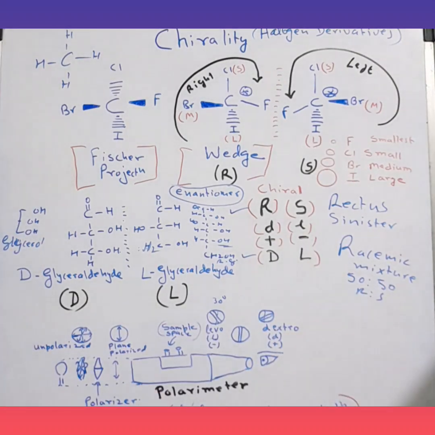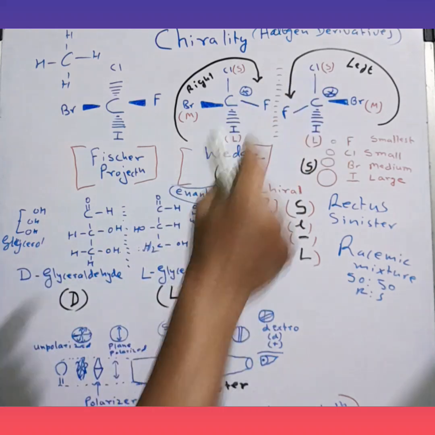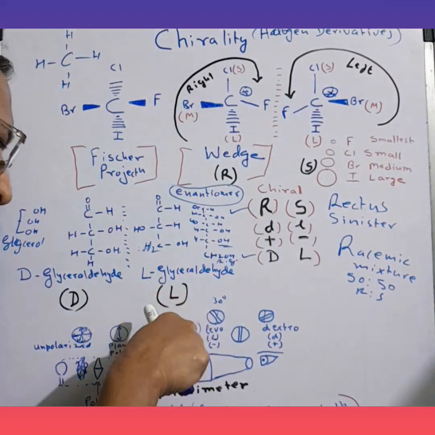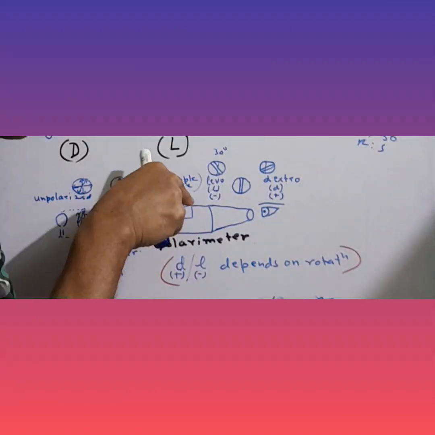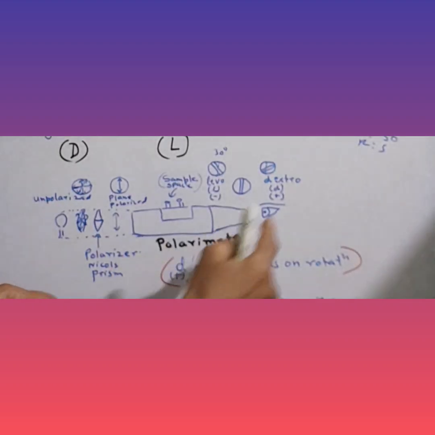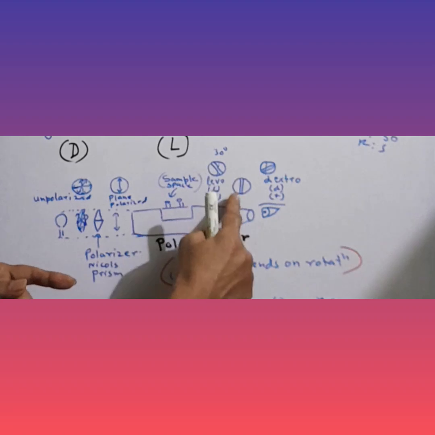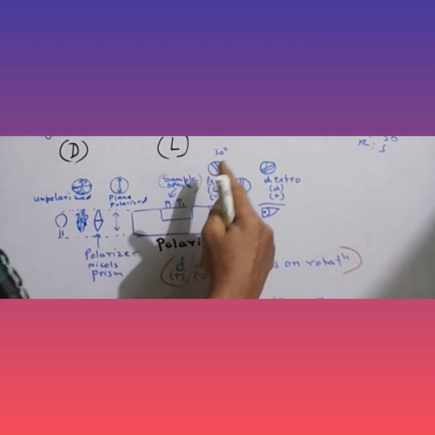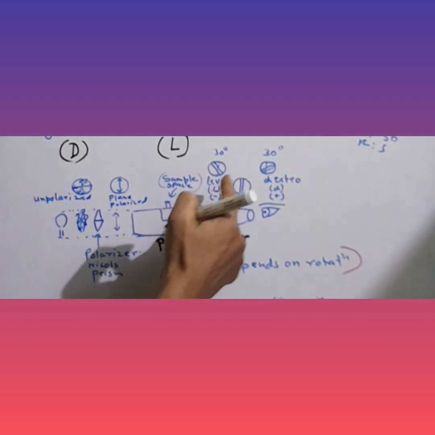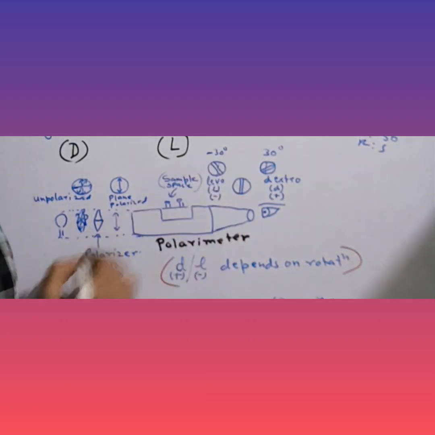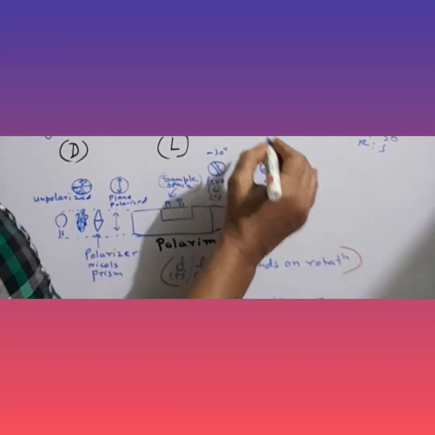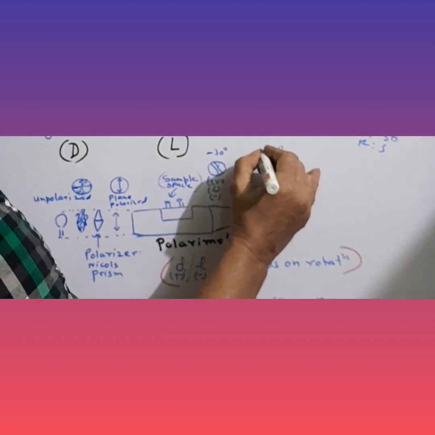Fine, noted. Then I remove this, and now I put in this other sample. I again dissolve it in chloroform and put it into the sample space. When I observe, I find the plane polarized light is rotated towards the right side, by the same 30 degrees. This was left, so I call it minus 30. This was right, so I call it plus 30.